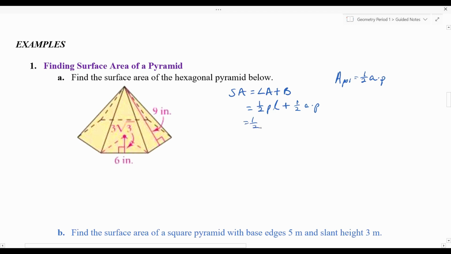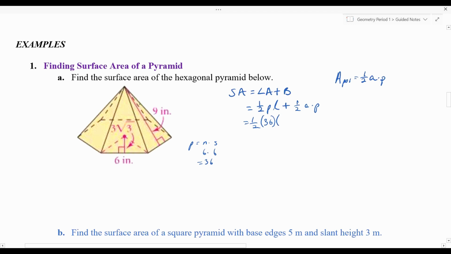So we have 1/2 the perimeter. Since it is a regular hexagon, each side is going to be 6 inches, and 6 inches times 6 sides, right? Because the perimeter is n times s, in which n is the number of sides and s is the measurement of each side. So this is 6 and 6, which gives me 36, right? So my perimeter is going to be 1/2 times 36 times the slant.